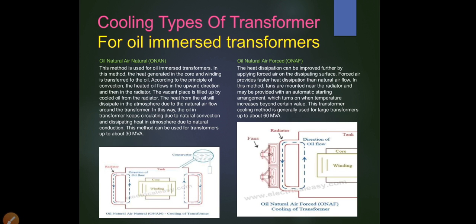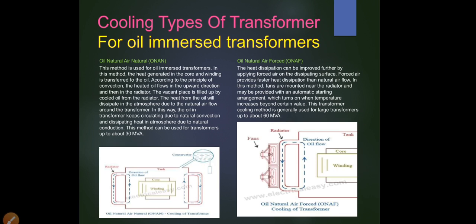Now for oil immersed transformers, we have oil natural air natural and oil natural air forced. The first one is oil natural air natural. This method is used for oil immersed transformers. In this method, the heat generated in the core and winding is transferred to the oil. According to the principle of convection, the heated oil flows in the upward direction, and then in the radiator, the vacant place is filled up by cooled oil from the radiator.